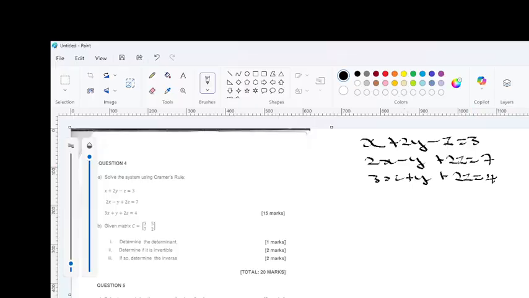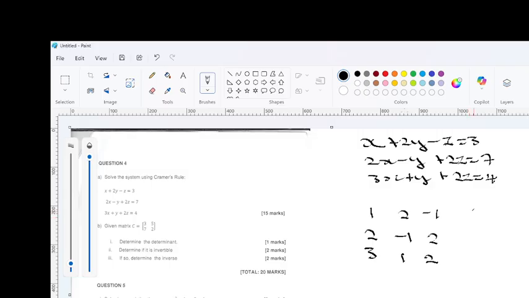Okay, now, how do you go about solving using Cramer's rule? So let's consider the coefficients that we have. The coefficients of x, we have 1, 2, and 3. The coefficients of y, we have 2, -1, and 1. The coefficients of z, we have -1, 2, and 2.